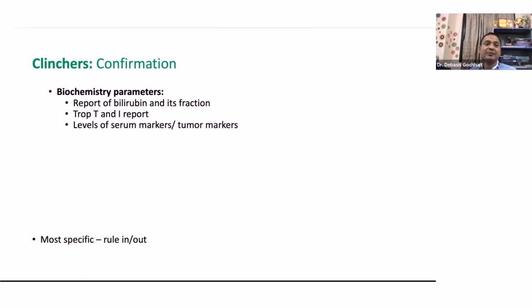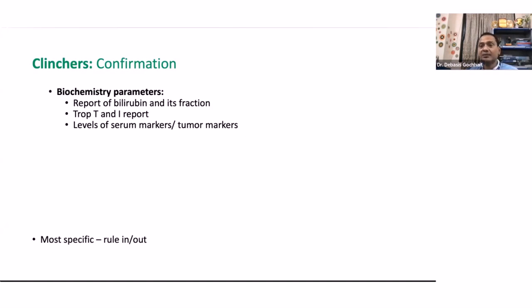Like, say, a biochemistry parameter. I have already explained, if there is a jaundice patient, you do the bilirubin level, you do the liver function test, then you will know whether that jaundice is because of obstruction, or because of a hepatic cause, or because of a pre-hepatic cause. Clear? Then TROP-T and TROP-I I have explained.